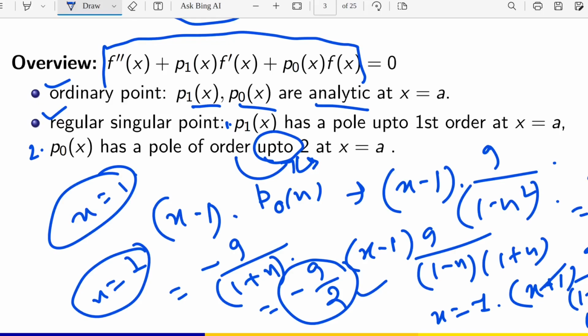Okay, ma'am. And then to check the order of a pole, can't we just say from the expression of P0 and P1? Do we really need to calculate the residue?